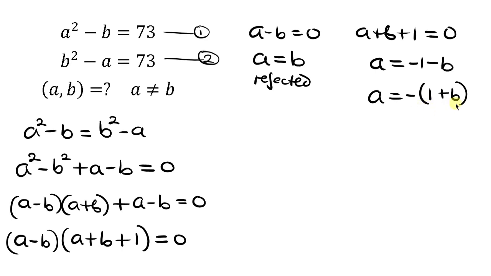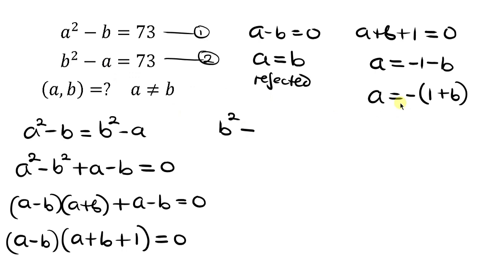Now we're going to be substituting this into equation 2. I would have done that for equation 1, but in equation 1, a is carrying a power. I don't want to make things complicated. So I'm going to be choosing equation 2. In equation 2, we have b squared minus a.